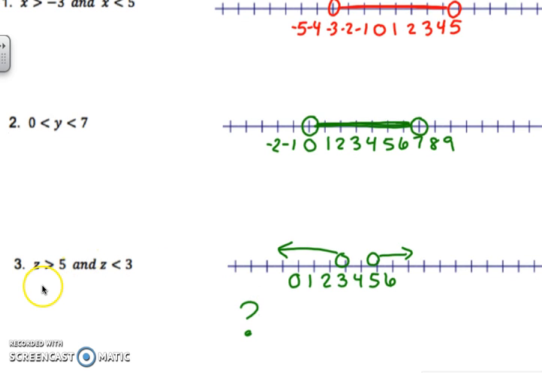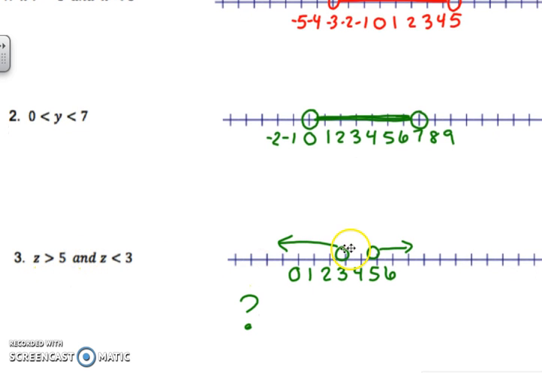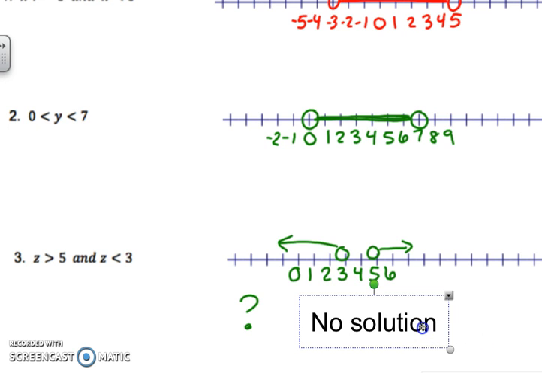3 is tricky. Just because you see the word AND doesn't mean you can just shade in between them. Because if you notice, z has to be greater than 5, so going to the right of 5, but then z also has to be less than 3. So, can you pick a number that is greater than 5 and less than 3? No, that's physically impossible. So what you would do in this case is say no solution. Okay, so if you have an AND problem that's going opposite ways, that means it can't happen. So that would be no solution.